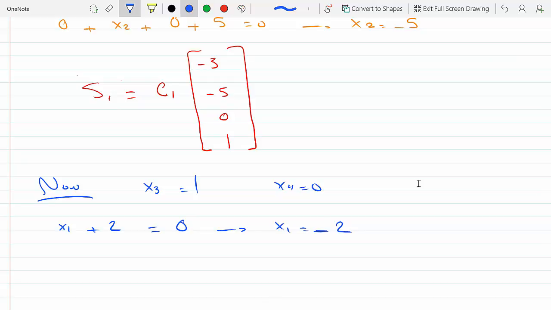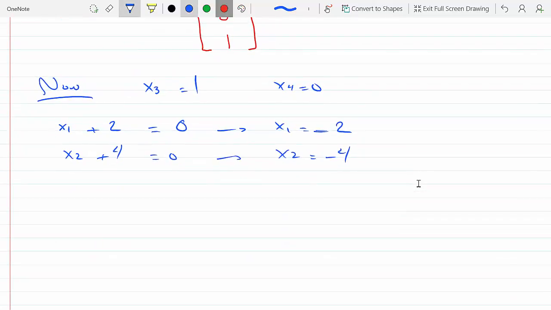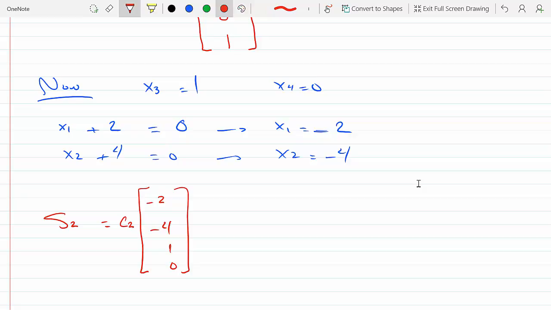And I go to the second equation, 0x1, which is 0, 1x2, which I don't know, 4x3 plus 4, and 5 times 0 is 0, so this is 0, which makes x2 equal -4. So that means my S2, my second solution, will be -2, -4, 1, 0, and any combination thereof, so times some C2, whatever that C2 is.